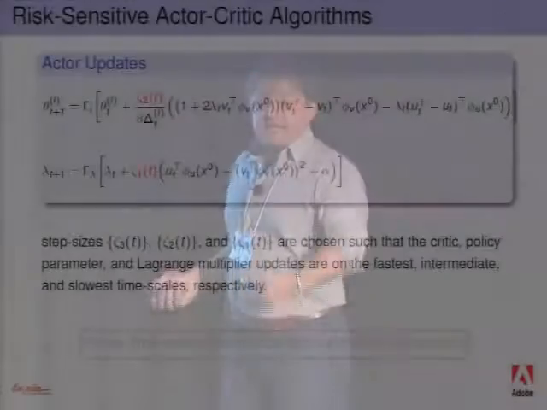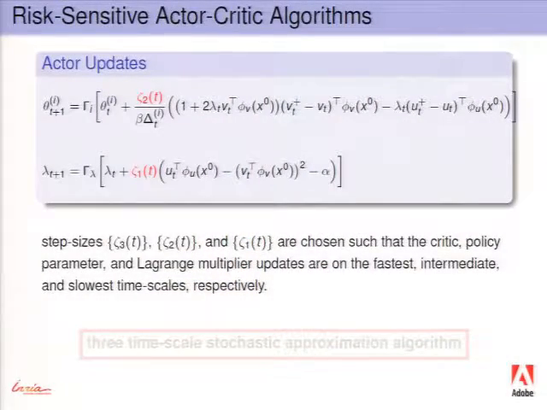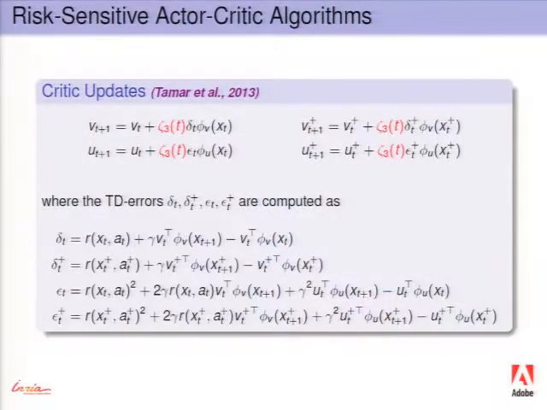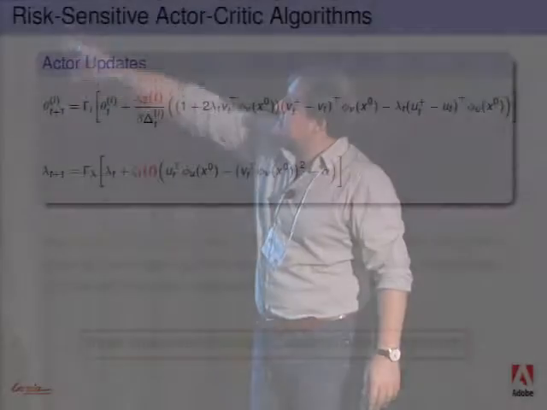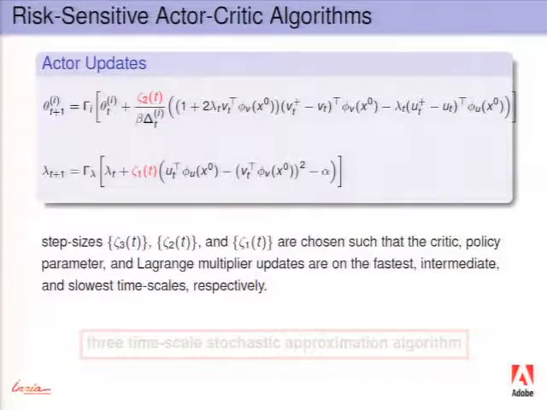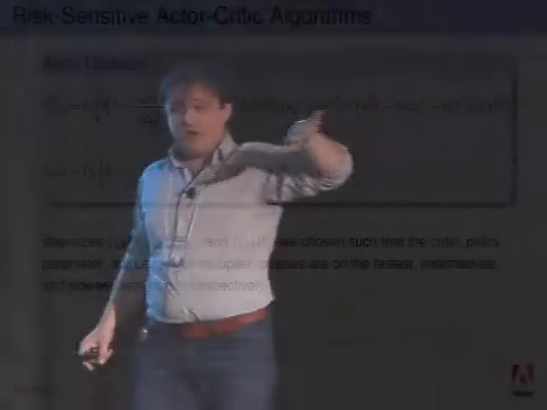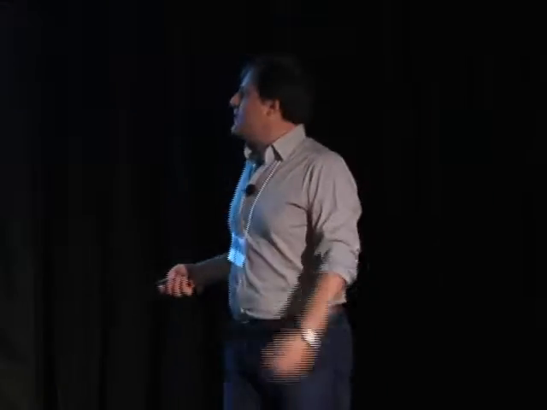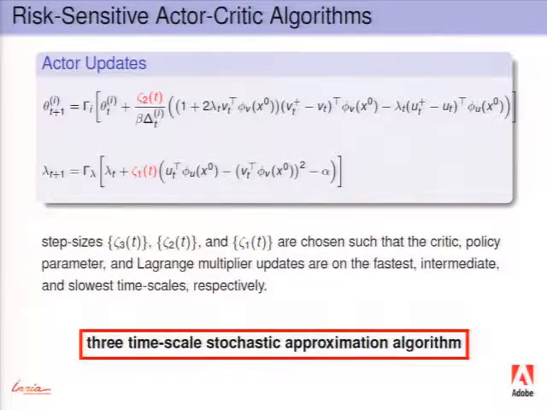What is important is that, in order for us to guarantee the convergence of these algorithms, the three step sizes should be set in a particular way: zeta 3, the step size for the critic, zeta 2, the step size for the policy parameter, and zeta 1, the step size for the Lagrange multiplier. The step size for the critic is on the fastest time scale, the zeta for theta, the policy parameters, is on the intermediate time scale, and the other one is on the slowest time scale. Then we can guarantee the convergence of this algorithm. So it's a 3-time scale stochastic approximation algorithm.